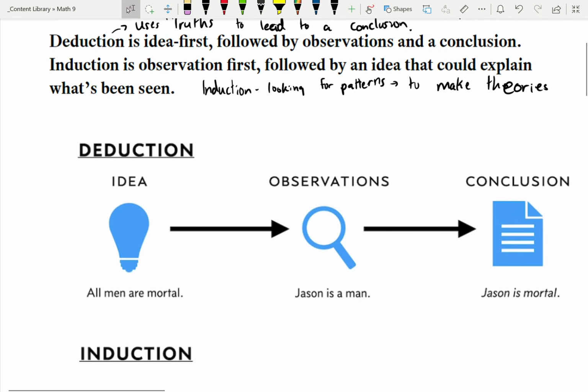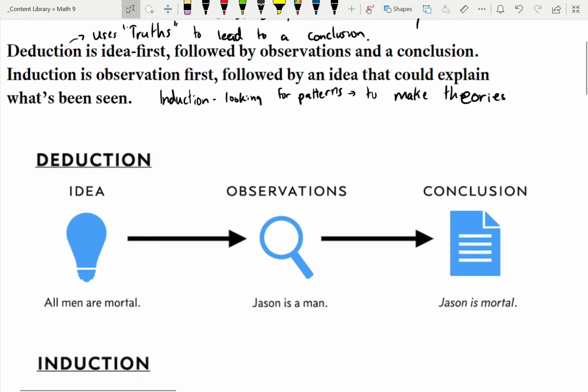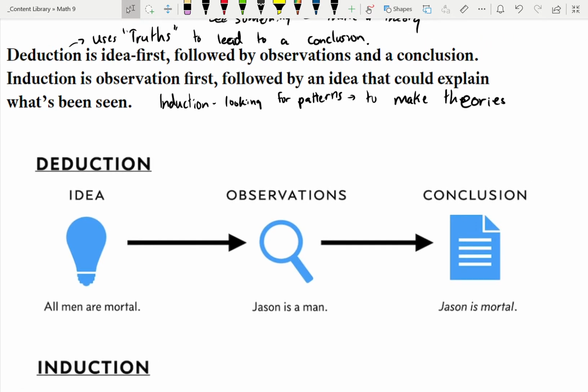Here's a good example of deduction. We start with an idea or a premise, and the thing about this is that it has to be true. For deduction, all of what we say has to be true for a conclusion to be true. It starts out with, all men are mortal. This is a true statement. People pass away. Next, we follow it with an observation. Jason is a man. Sure, we'll assume that this is true. So the conclusion that you can make is that Jason is mortal.